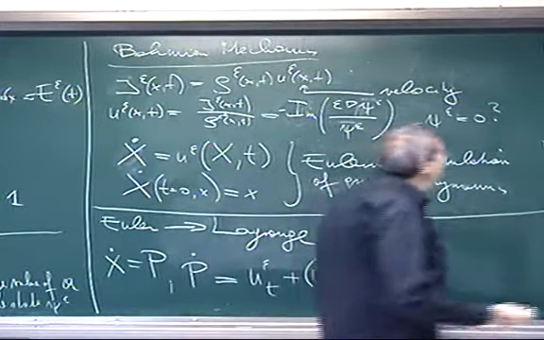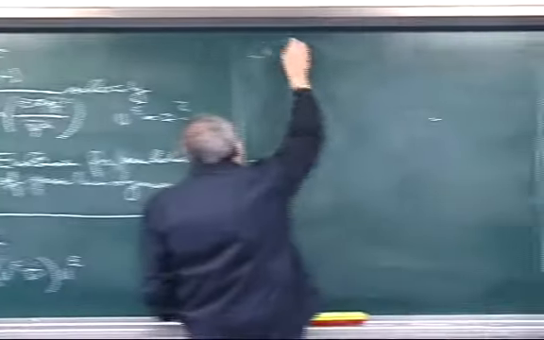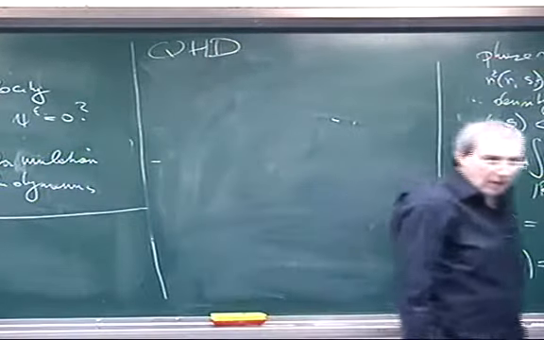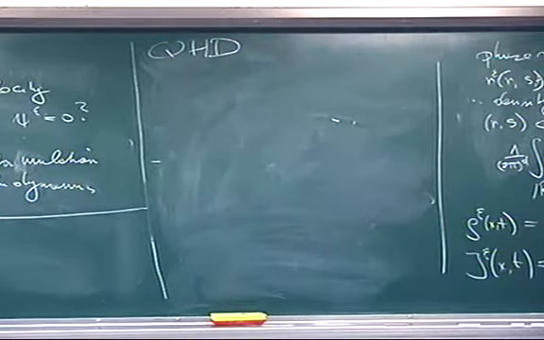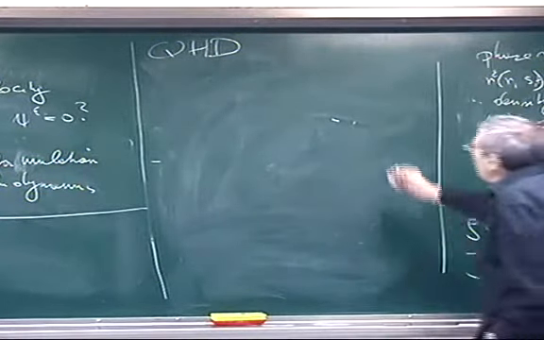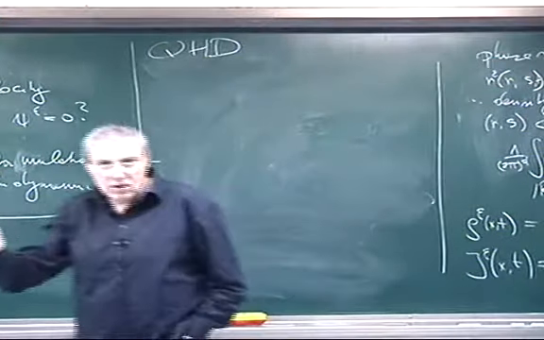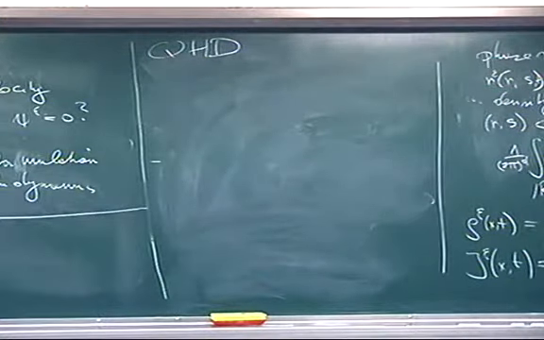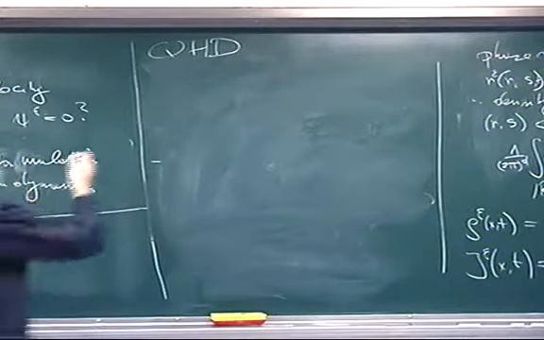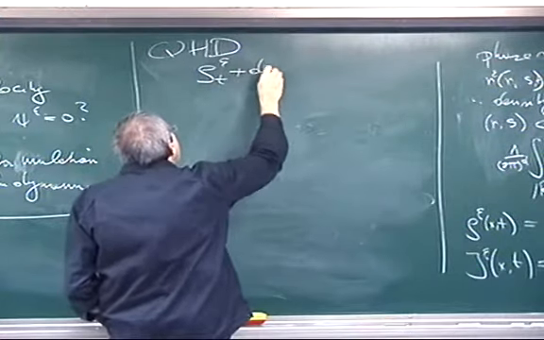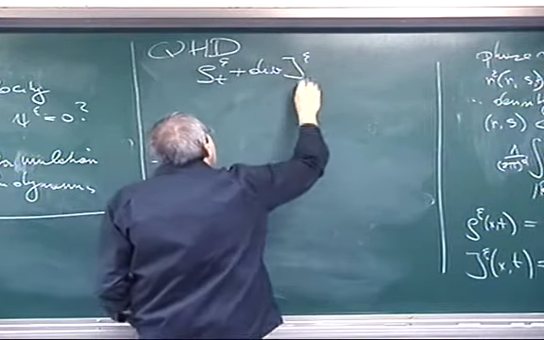Well, there is a formulation of quantum mechanics which is called quantum hydrodynamics. And quantum hydrodynamics basically says the following. Assume that your wave function psi satisfies the Schrodinger equation. Then we already know that rho epsilon satisfies this conservation law.